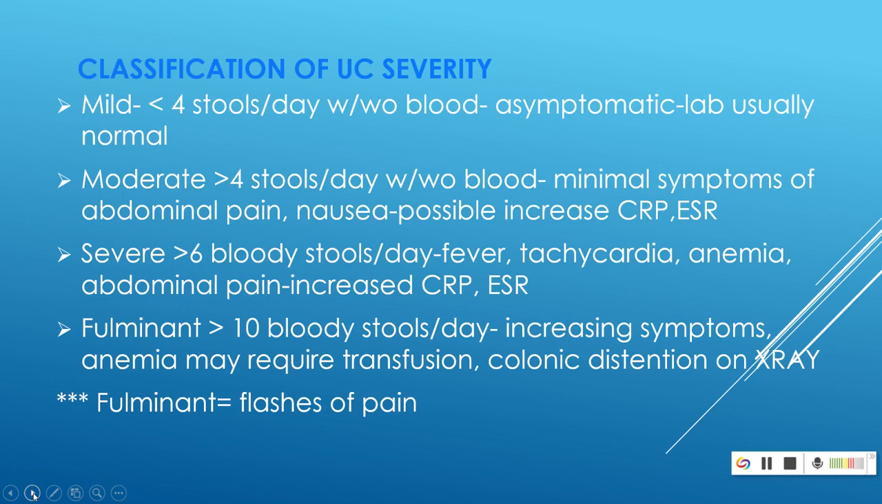Got a classification. This is classification for severity. For mild UC, if you have less than 4 stools a day with or without blood and you're asymptomatic, your lab work is usually normal. You notice it's stools with or without blood. Moderate is more than 4 stools a day with or without blood.